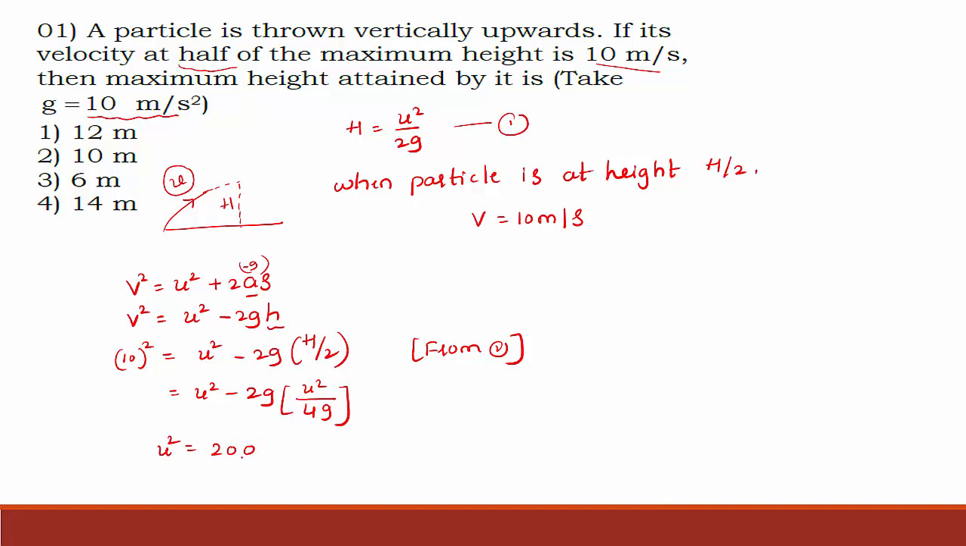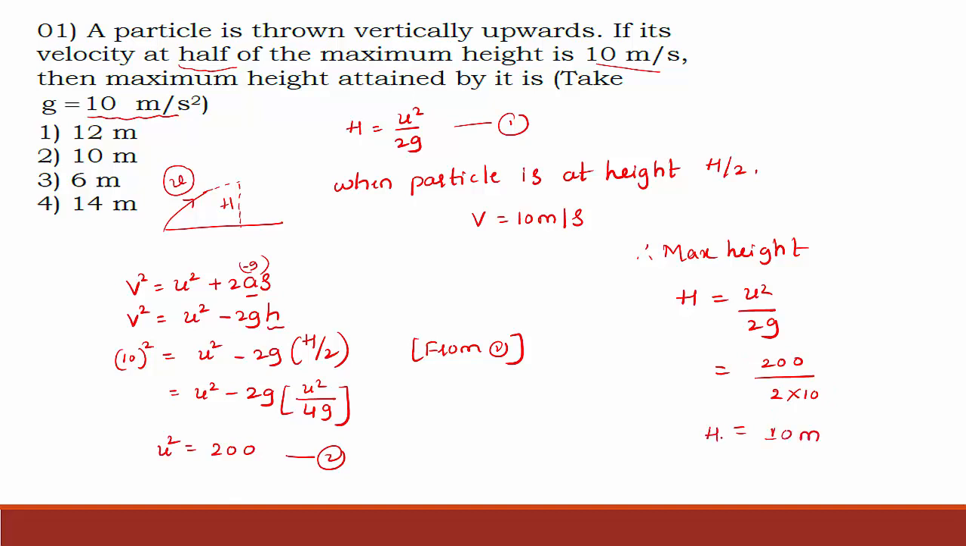But we want the maximum height. So the maximum height is denoted by h and the equation is u square by 2g. Now substitute the value of u square directly here from equation 2. U square is 200 divided by 2 into acceleration due to gravity, which is 10. So 200 divided by 2 into 10 gives the value 10 meter. So the maximum height attained by the particle is 10 meter. So option B is right.